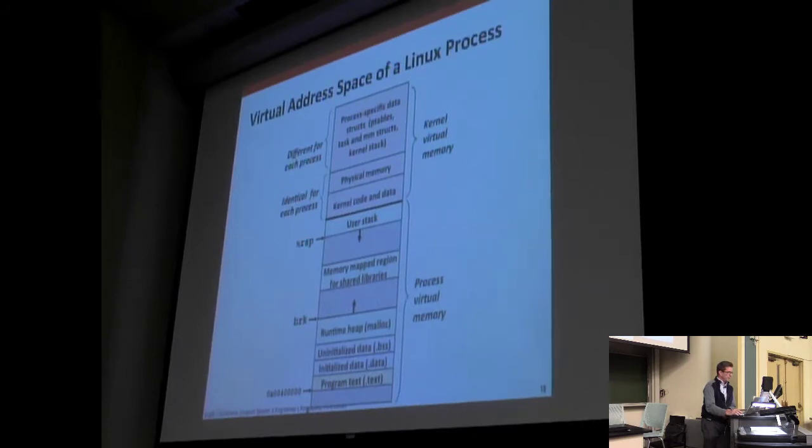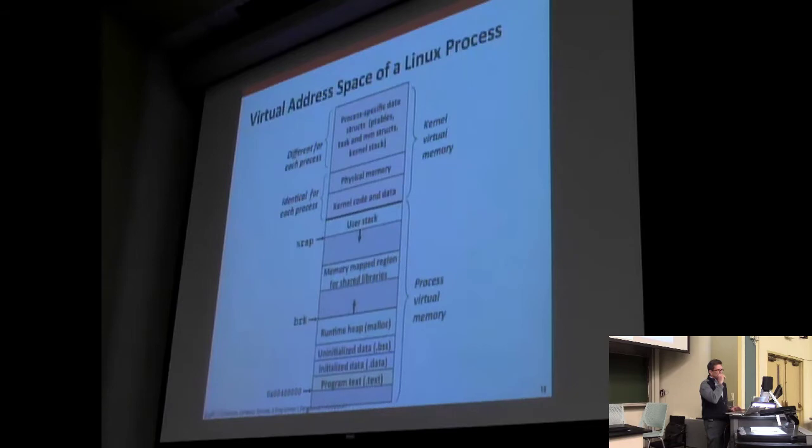There's a memory mapped region for shared libraries. And then at the top of the user accessible memory, there's the user stack, which grows down and which is pointed to by RSP. And then the kernel code and data live up in the upper portion of the address space. Now, this picture isn't completely accurate. There's actually a big gap between the top of the stack and the beginning of the kernel code and data.